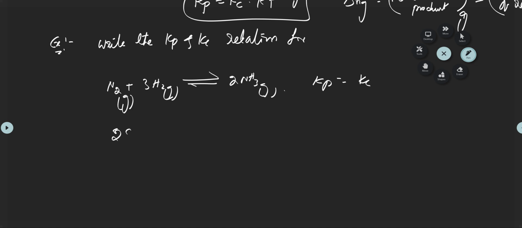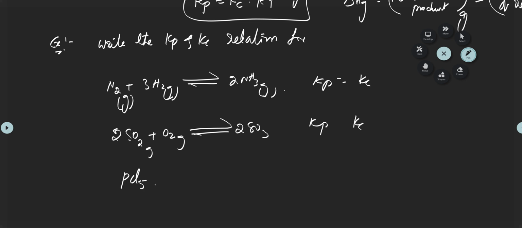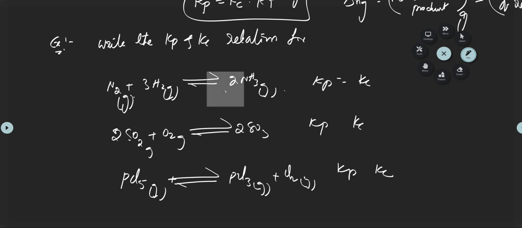Next one is 2 moles of SO2 gas plus O2 gas, which forms 2 moles of SO3. Write the Kp Kc relation. Then the decomposition of PCl5 in the gas state to PCl3 gas plus Cl2 gas. Kp Kc relation: we need to check the change in number of moles of gases.